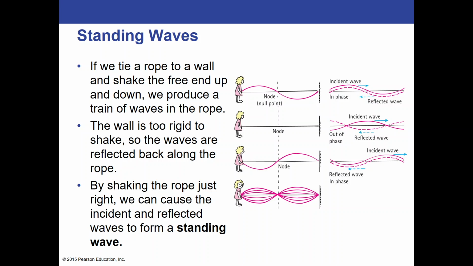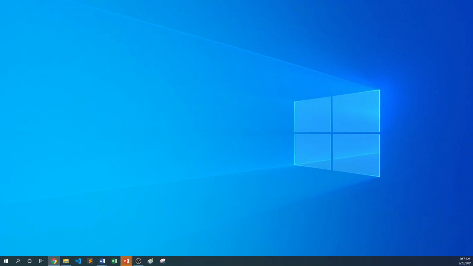We're sending a wave down the string, it hits the wall, and that wave comes back. So we have a wave moving forward and a wave moving backward, and they're going to interfere with each other. If you time it just right, we can create something known as a standing wave. It's called a standing wave because it looks as if it's standing still.